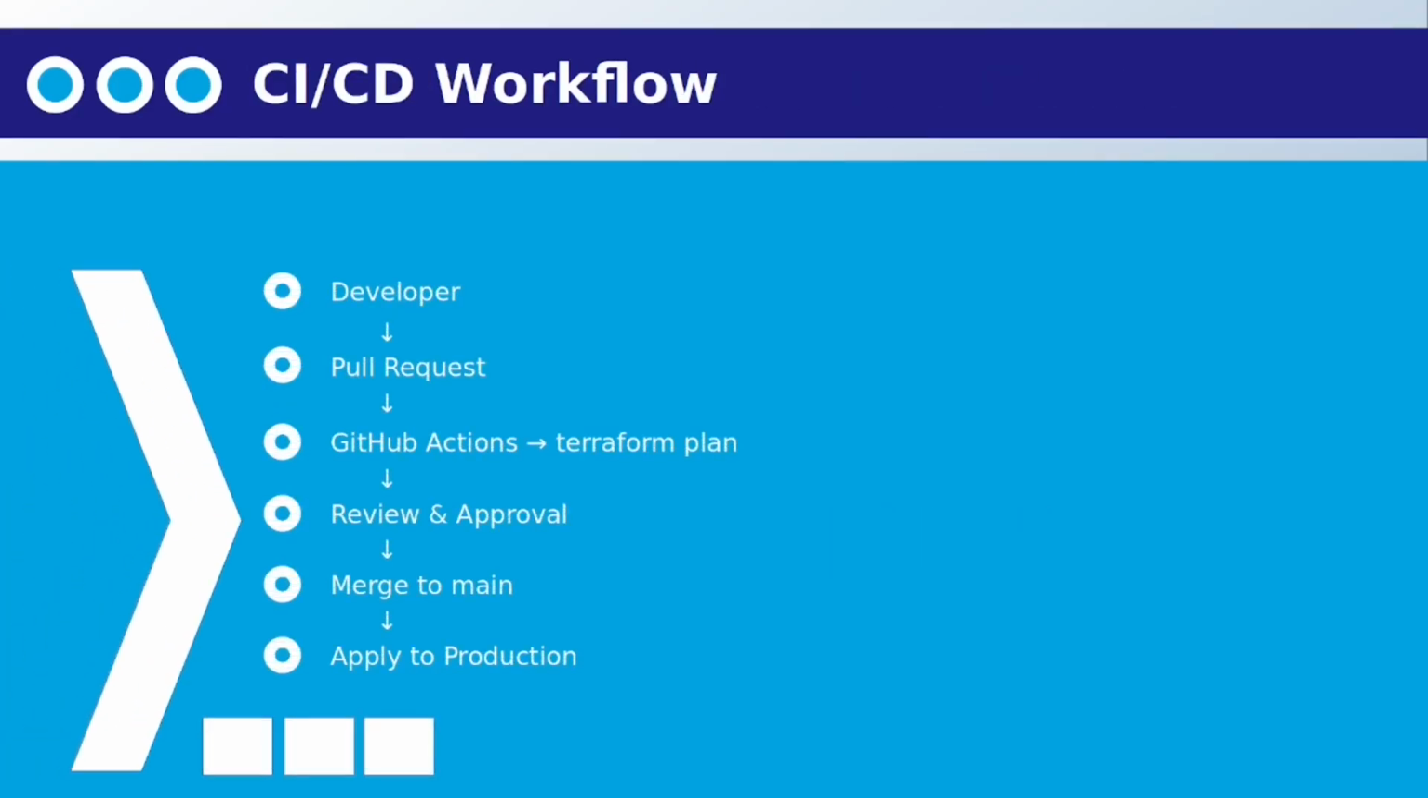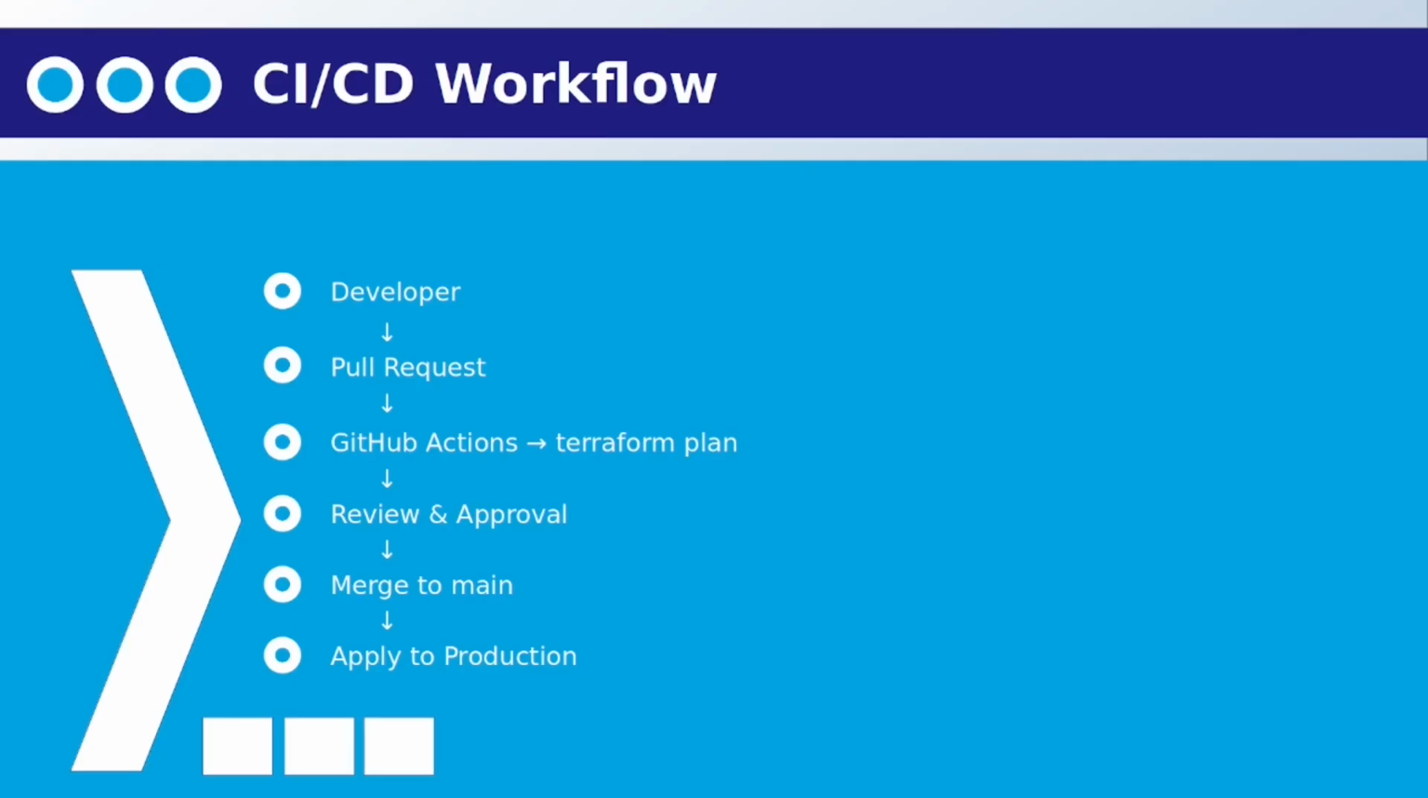CI/CD workflow. Now we connect everything using CI/CD. Here is the flow. Developer creates a pull request. GitHub Actions runs a Terraform plan. The plan is reviewed, and only after approval and merge to main does Terraform apply.